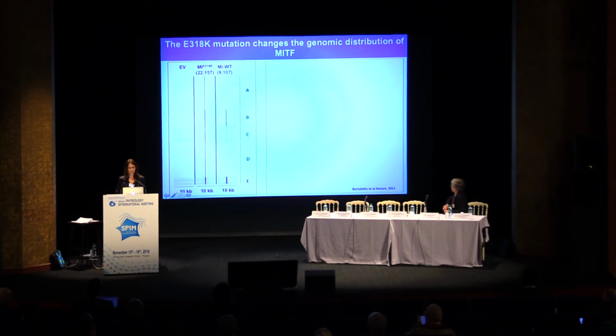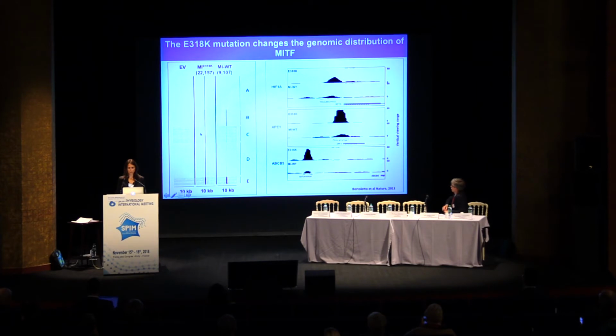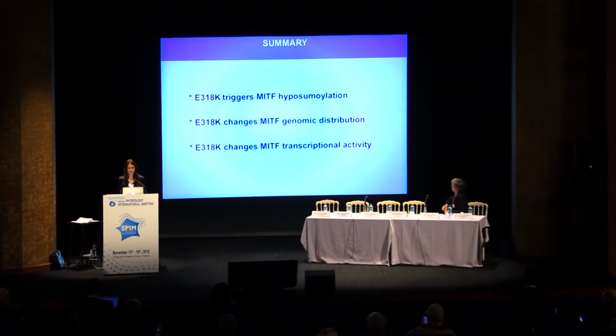So this comparative data analysis also shows that some sites are equally occupied by the wild-type or mutant form of MITF, such as in cluster E, for example, and some sites are preferentially occupied by the mutant form of MITF, such as in cluster D or C, for example. On the right here, you have some examples of the preferential occupancy of the HIF1 alpha, AP1, and ABCB5 loci by the mutant form of MITF compared to the wild-type. So I showed you that the E318 lysine mutation triggers MITF hyposumoylation, changes its genomic distribution, and changes its transcriptional activity.